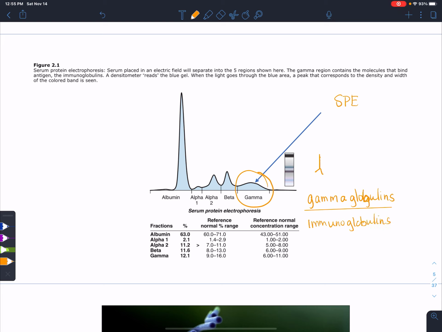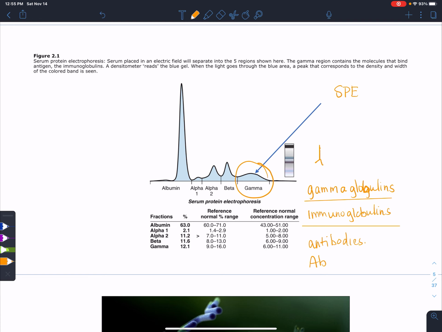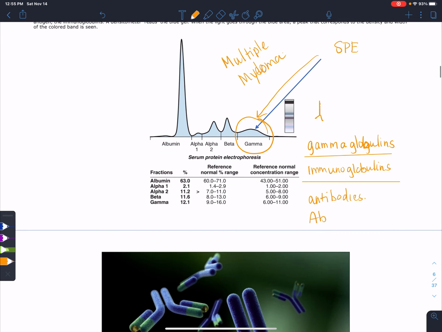Spelled this one wrong, we'll fix that, okay? Immunoglobulins and antibodies. And you'll see that abbreviated with the AB, okay? But they're in this region here. And we'll also relate to this region when we talk about multiple, I keep getting ahead of myself on this one. I keep spelling it wrong everywhere I go today. Multiple myeloma. Okay, and I have a video posted for you guys to watch about that.